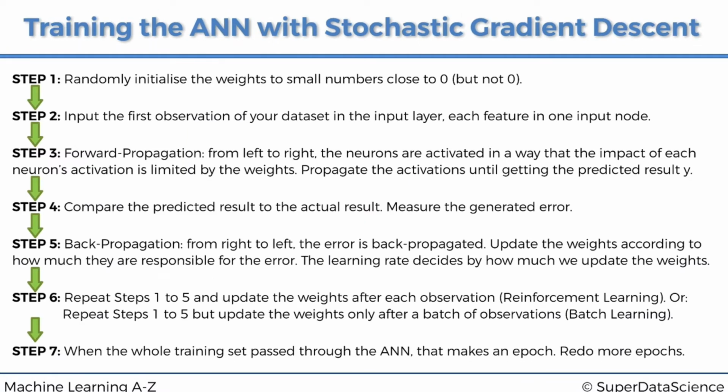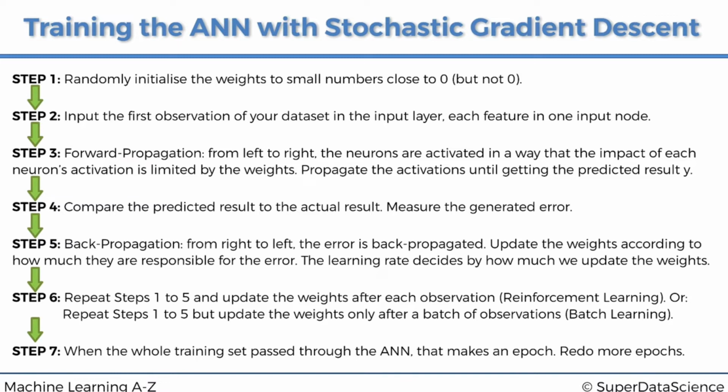Alright, so then step 4. In step 4, the algorithm compares the predicted result to the actual result, and that generates an error. And then in step 5, this error is back propagated in the neural network from right to left, and all the weights are updated according to how much they are responsible for this generated error. And by the way, there are several ways of updating these weights, and this way is defined by the learning rate parameter, which decides by how much the weights are updated.